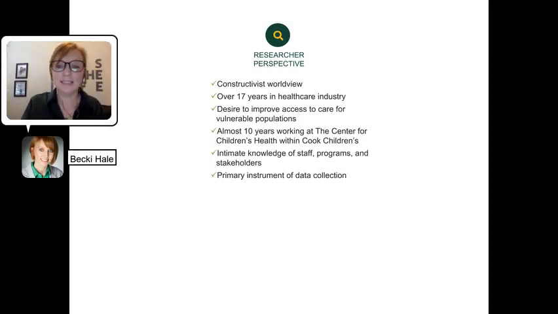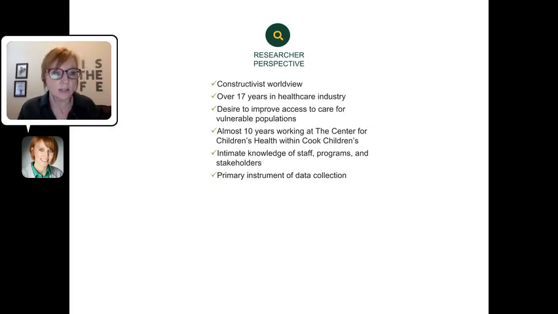So, looking at the last section of the poster, let's talk for just a minute about researcher perspective. I think it's really important to note that as the researcher for this case study, I have a constructivist worldview. I'm conducting this study to gain an understanding of the shared barriers and successes of community health prevention strategies addressing dental caries, obesity, and asthma during childhood. I have over 17 years of experience in the healthcare industry, and I have a deep desire to improve access to healthcare for vulnerable populations.